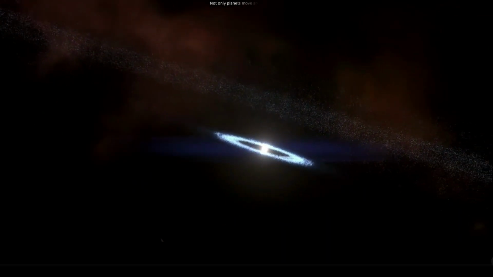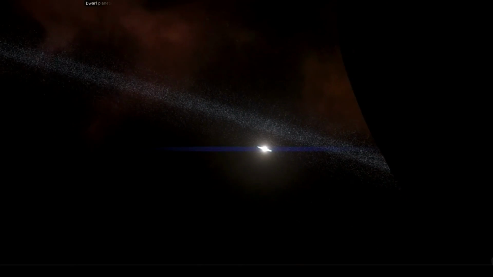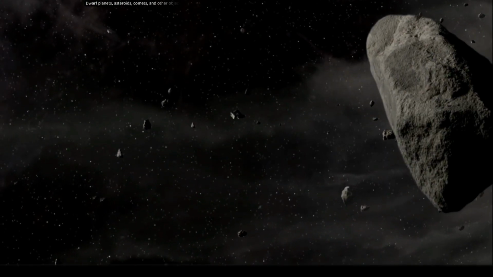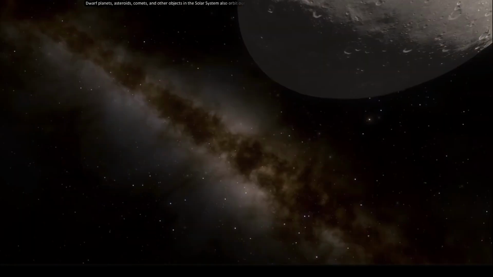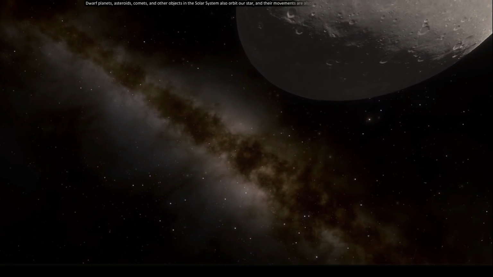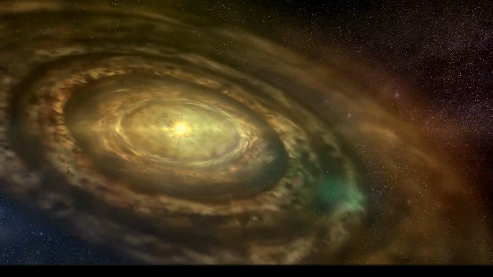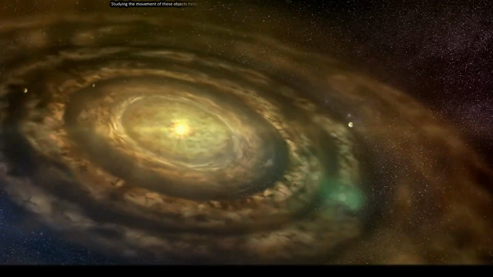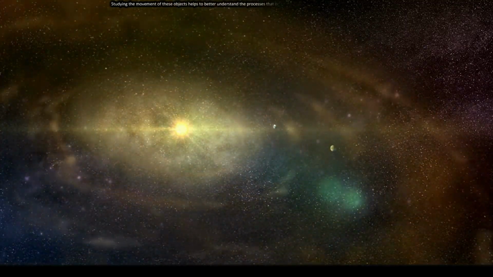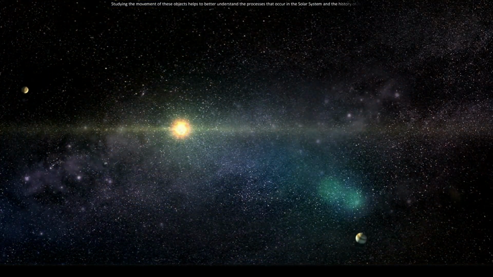Not only planets move around the Sun, dwarf planets, asteroids, comets, and other objects in the solar system also orbit our star, and their movements are also governed by Kepler's laws and gravitational forces. Studying the movement of these objects helps to better understand the processes that occur in the solar system and the history of its evolution.